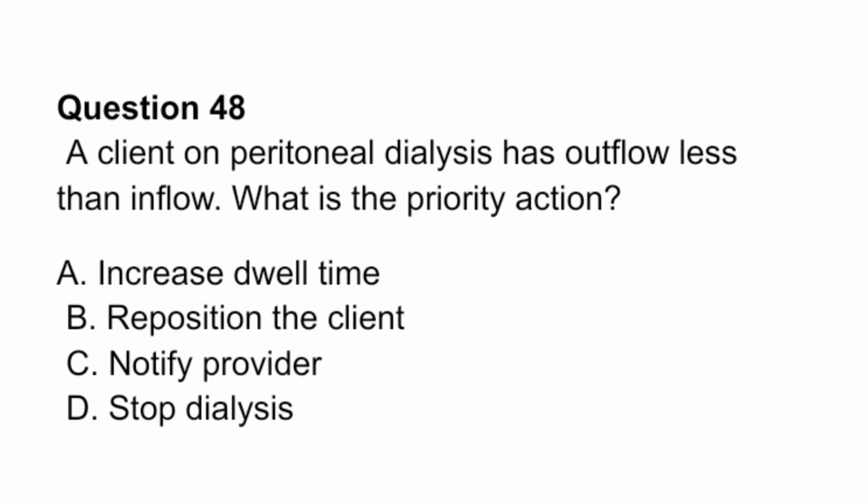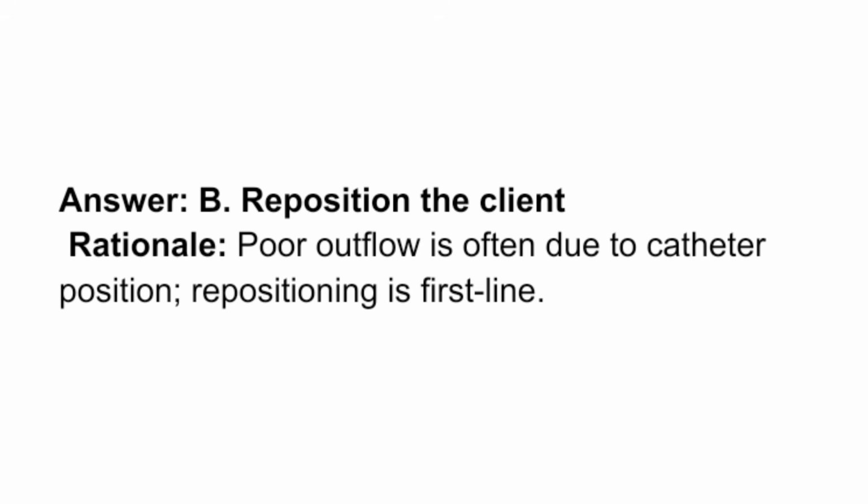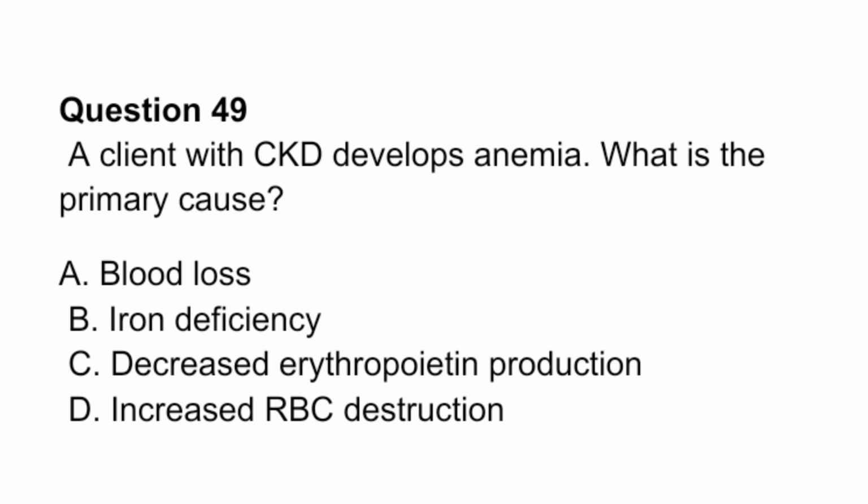Question 48. A client on peritoneal dialysis has outflow less than inflow. What is the priority action? A. Increase dwell time. B. Reposition the client. C. Notify provider. D. Stop dialysis. Answer B. Reposition the client. Rationale: poor outflow is often due to catheter position. Repositioning is first line.